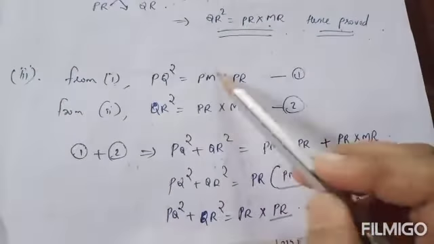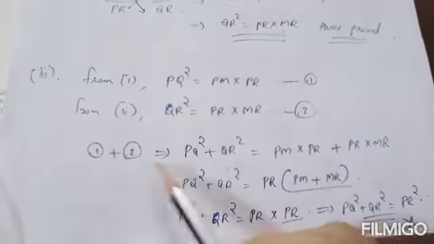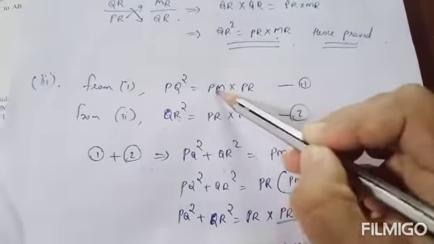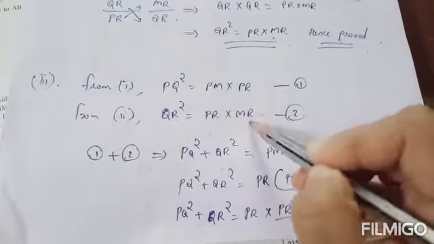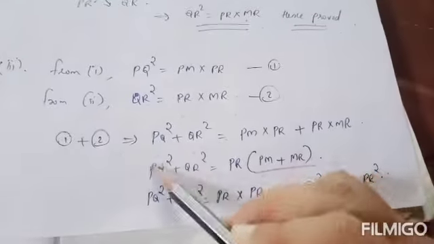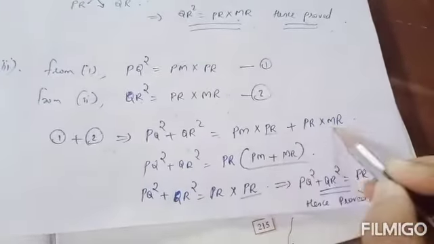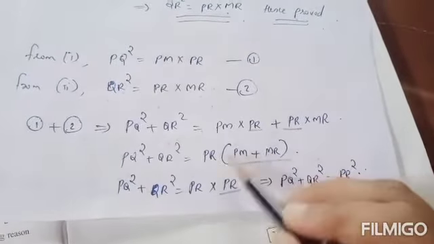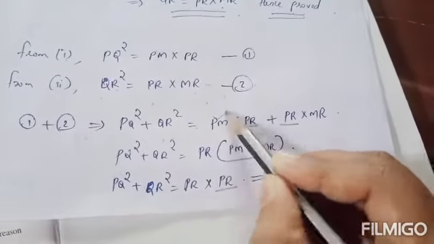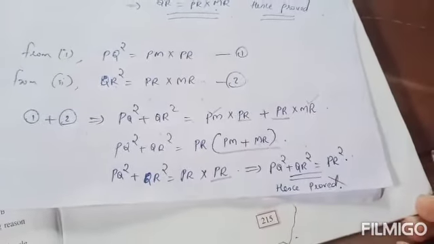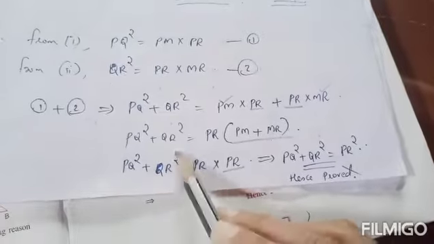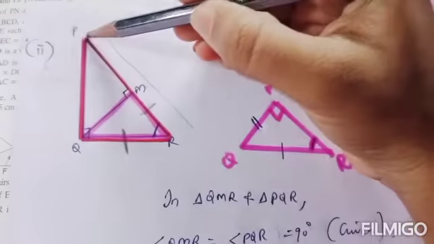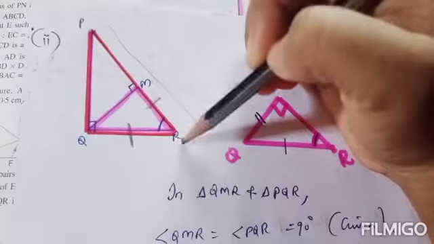Adding these two equations, that is 1 plus 2, what will you get? PQ square plus QR square equal to PM into PR plus PR into MR. Here PR is common. We can take PR outside, PR into, in bracket, PM plus MR. So PQ square plus QR square equal to PR into, what is PM plus MR? You can look at the diagram. PM plus MR is PR.